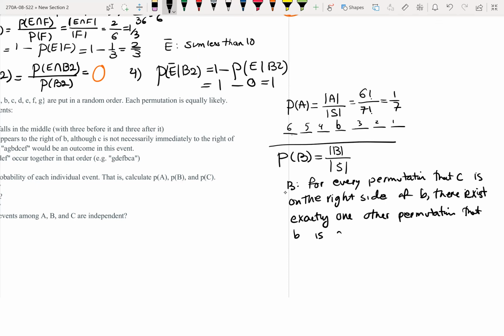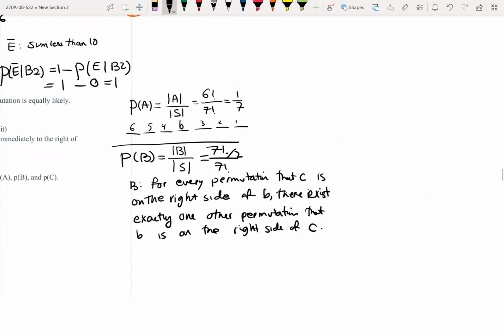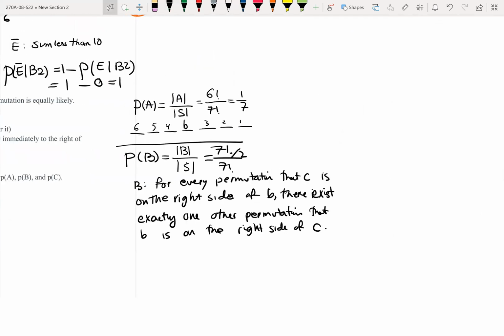B is on the right side of the C. Okay, so that's why that sample size is 7 factorial total, but in half of the cases your event B happens, okay? Question here? Any question?